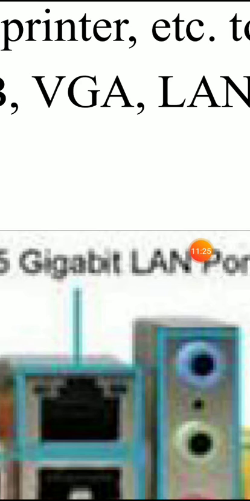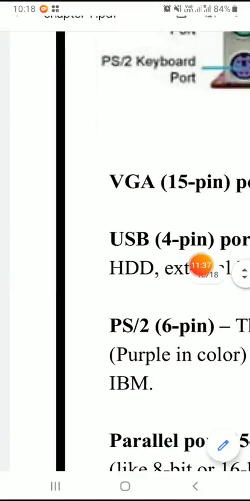These sockets are provided in order to connect an external speaker to the computer system. And here you will find one more socket, that is the LAN port, where a LAN cable can be inserted. LAN stands for local area network. In order to establish a local area network, we can connect many computers together by using this socket. I hope you understood this concept.